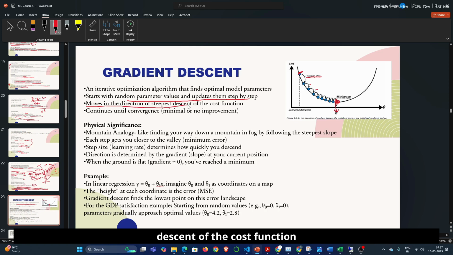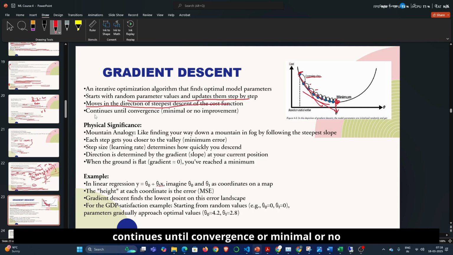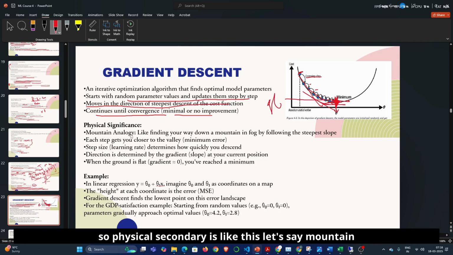It moves in the direction of steepest descent of the cost function and continues until convergence, with minimal or no improvement. If there is no improvement, it's like this here. This is the minima, the global minima. So the physical significance is like this.